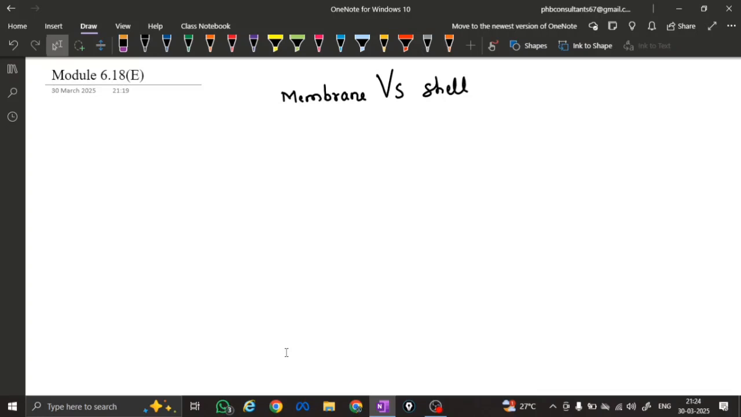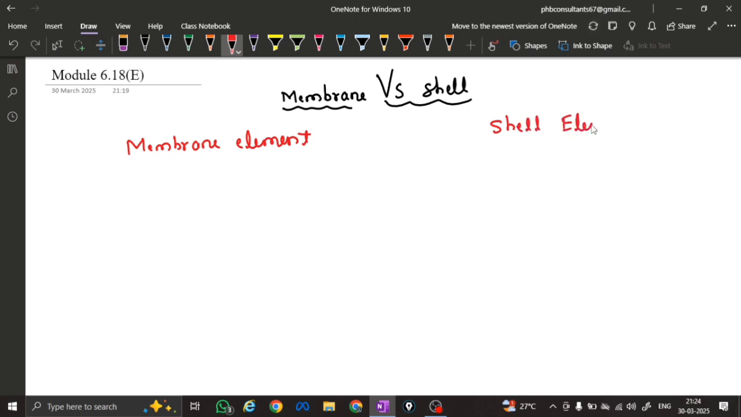Now we will see membrane versus shell. In membrane element, we will differentiate both. This is membrane element and here is shell element. Okay.